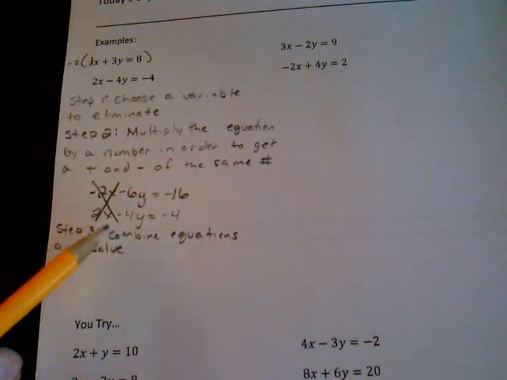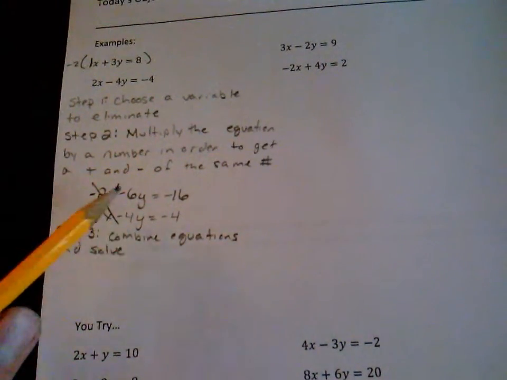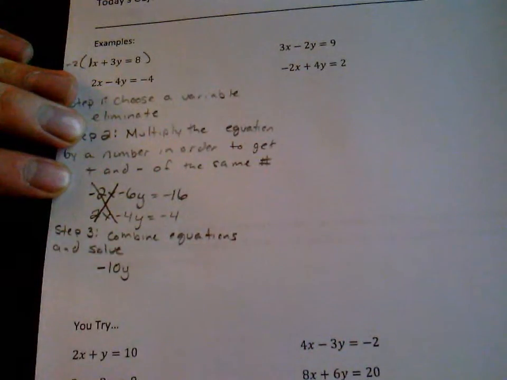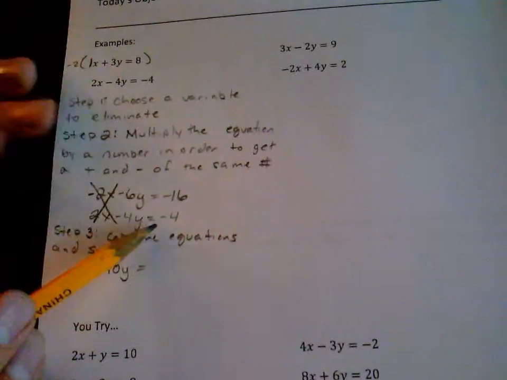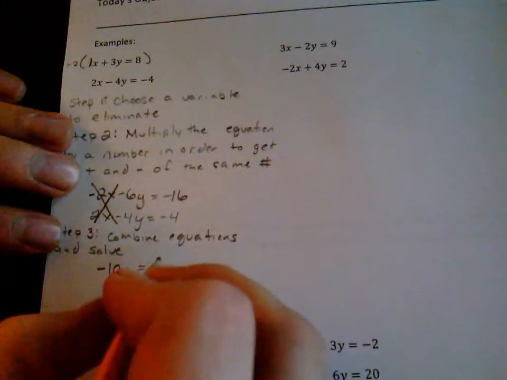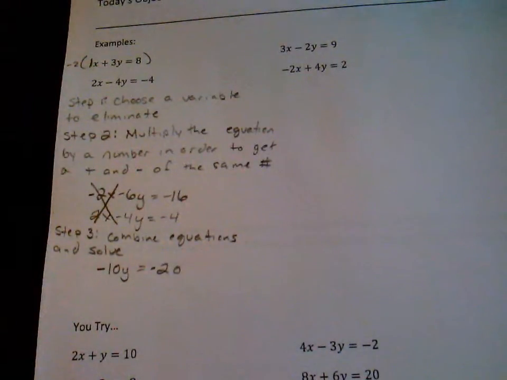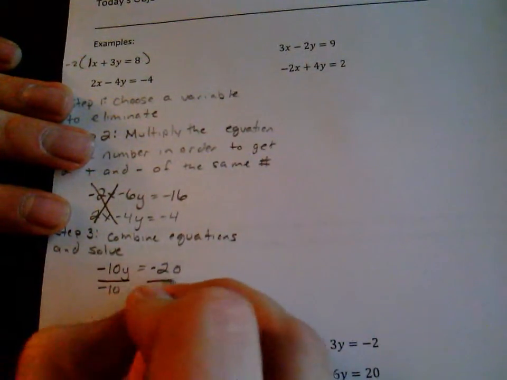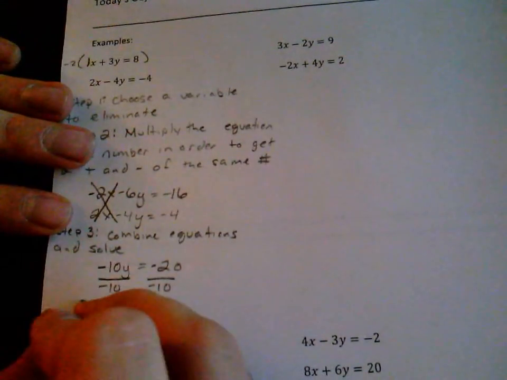This negative 6 and this negative 4, it's like owing one friend $6, another friend $4. In total, you owe your friends $10. Same thing over here. You owe one friend 16 and another friend 4. Together you owe them $20. That means to combine. And now to solve, we just have to get y by itself. So you divide by negative 10, and you get y equals 2.